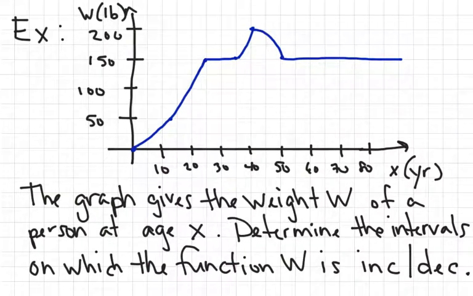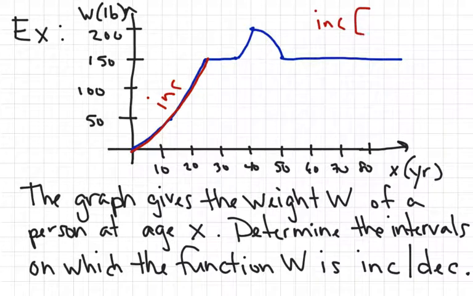Let's look at an example. The graph gives the weight W of a person at age X. Determine the intervals on which the function W is increasing and the intervals on which it is decreasing. So I'm going to take my pencil and I'm going to start on the leftmost part of the graph. Well, clearly it's increasing. Where is it increasing? Well, it's increasing from 0 to, it looks like, about 25.